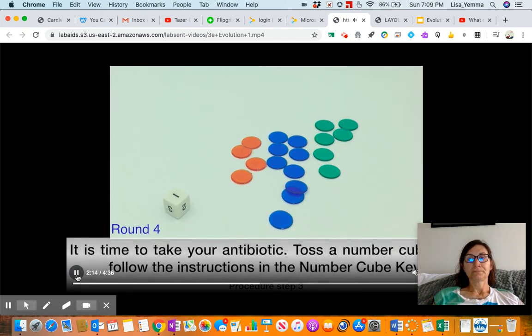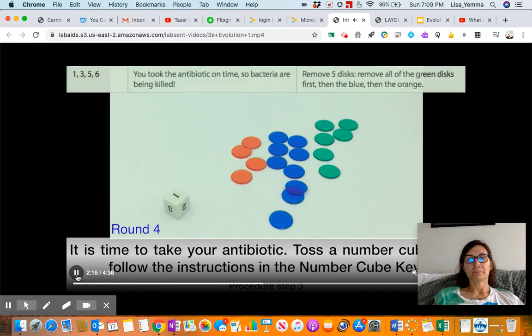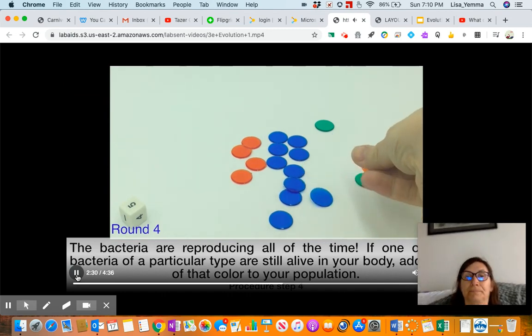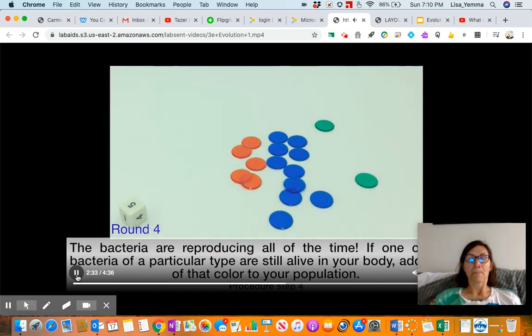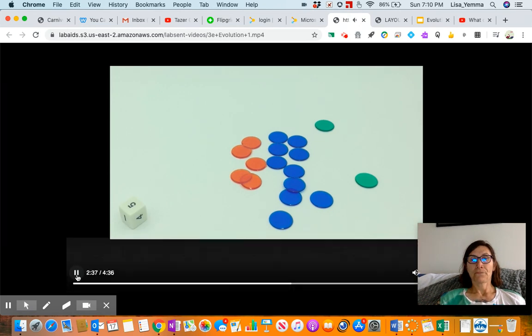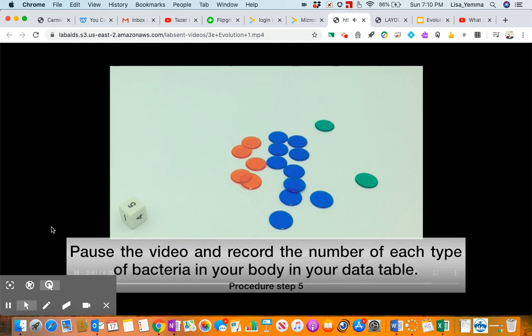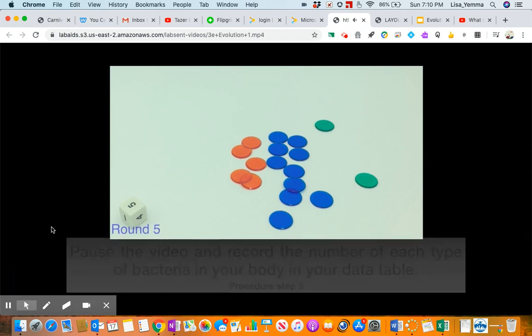Round 4. It is time to take your antibiotic. Toss a number cube and follow the instructions in the number cube key. The bacteria are reproducing all the time. If one or more bacteria of a particular type are still alive in your body, add 1 disc of that color to your population. Pause the video and record the number of each type of bacteria in your body in your data table.